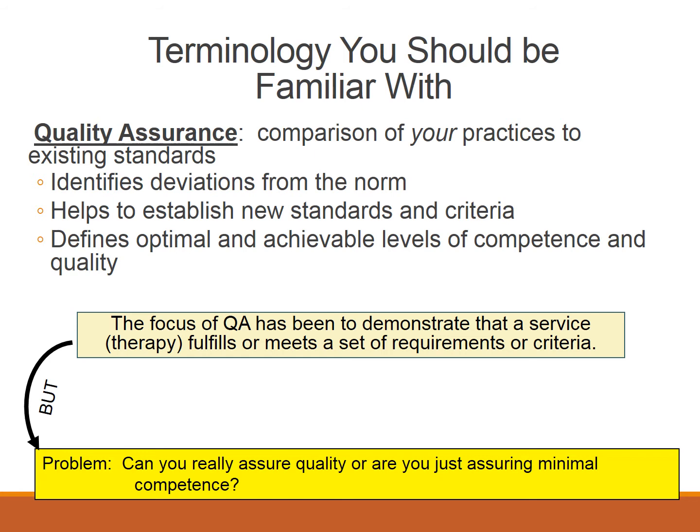So quality assurance identifies deviations from the norm. We have set standards, and if people follow those standards, errors don't happen. If an error happens, then you establish new standards with new criteria. And the idea is that you're always defining optimal and achievable levels so that errors don't occur. So this is prevention. Quality assurance is to prevent errors from happening.